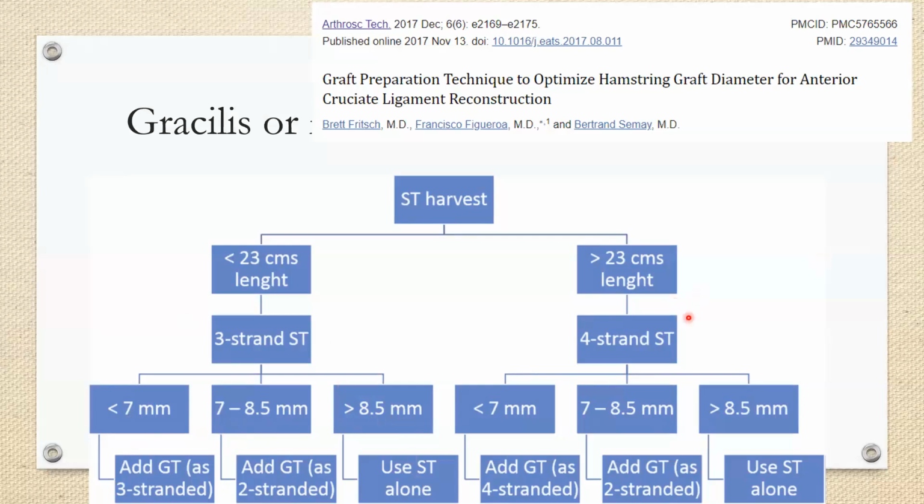Similarly, if it is more than 23 centimeters, quadrupling of the graft is done, making a 4-strand semitendinosus. If less than 7 mm, again a 4-strand gracilis is added. If 7 to 8.5 mm, a 2-strand gracilis is added. If more than 8.5 mm, the ST can be used alone.